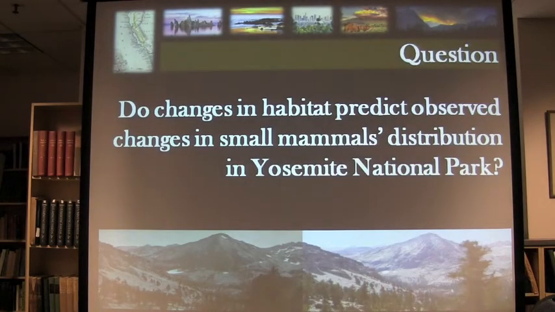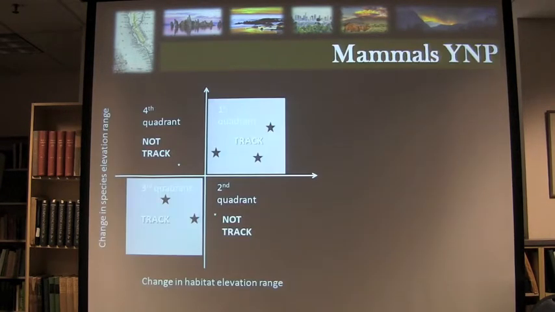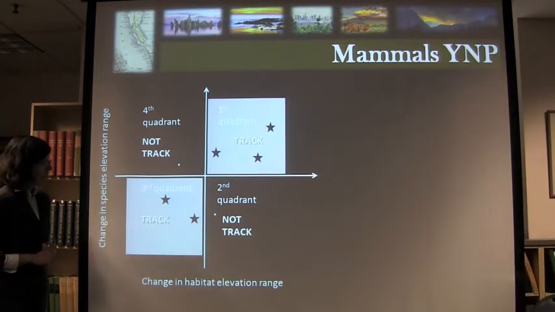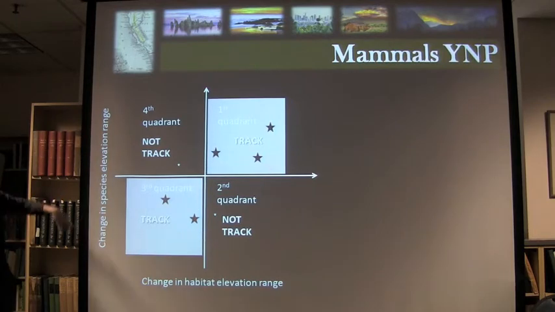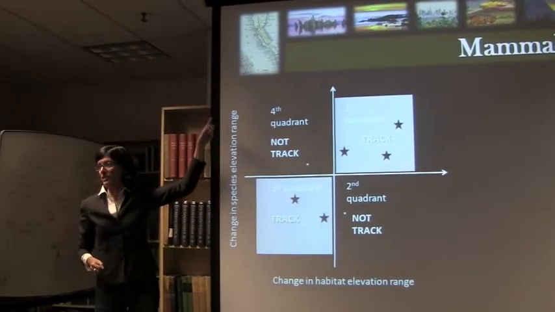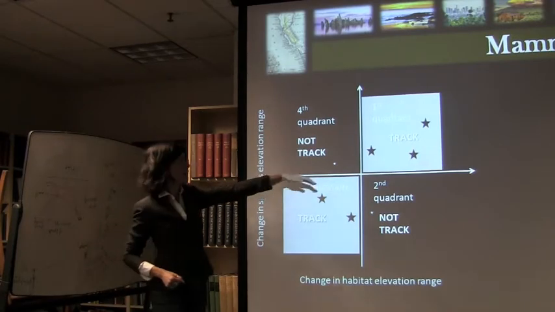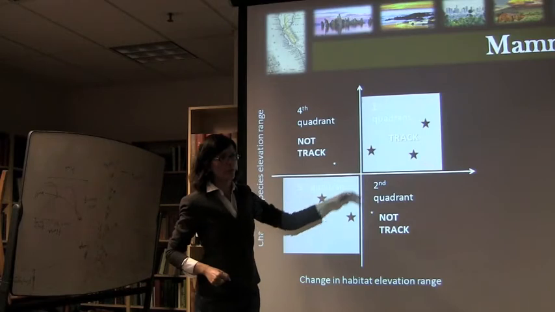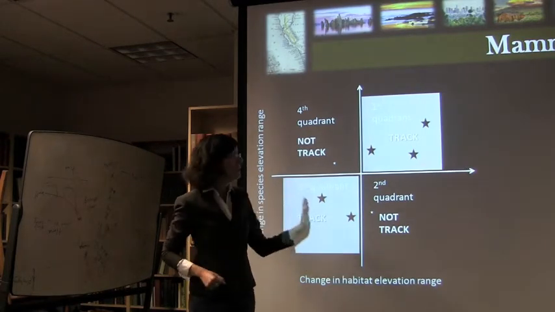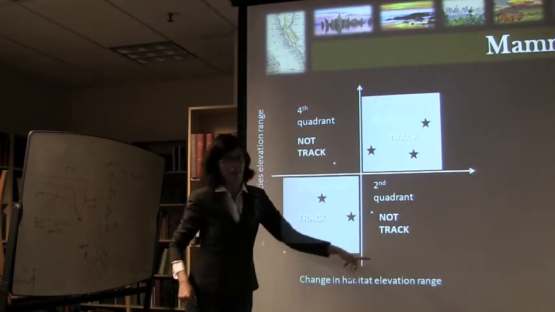So we tried to use this information on these changes of mammals, vegetation, and climate to actually understand if the changes in habitat predict the observed changes in mammals' ranges. So we thought about it as plotting it in a 4-quadrant graph. On one hand, on the y-axis, we know the change in species elevation ranges. So if you go from 0 above, species have gone up. If you go this way, species have gone down. And you do the same for the habitat elevation range.